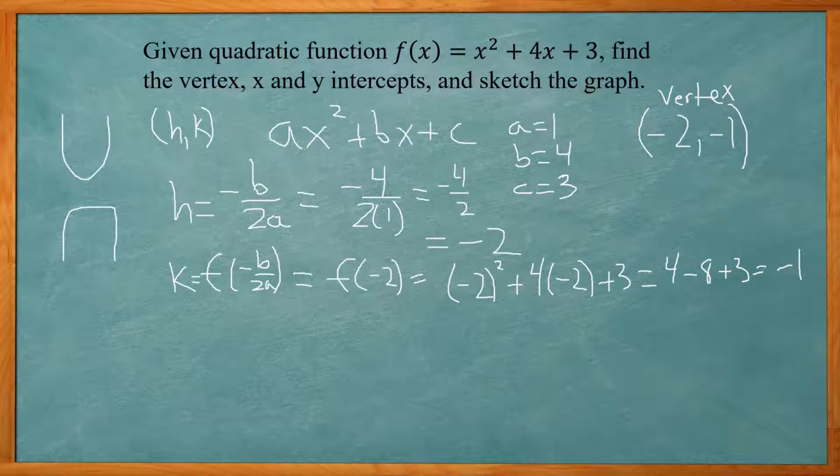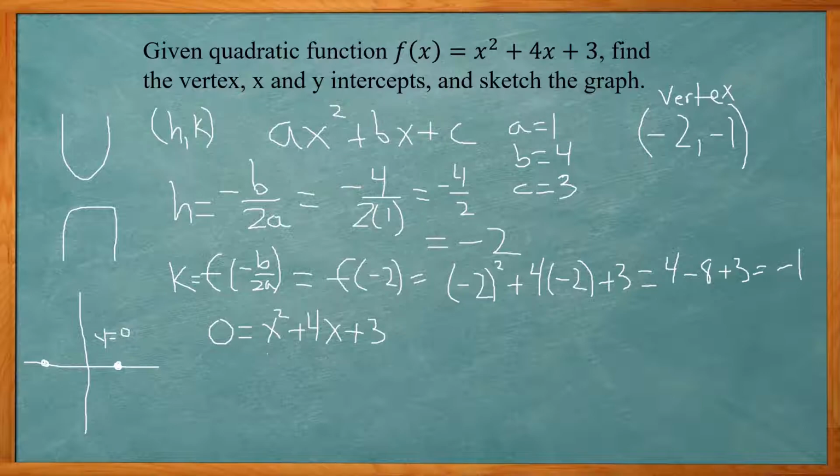Alright, so now we want to find our x and y intercepts. Remember, the x-intercept occurs right on the x-axis somewhere. And the y-coordinate is going to be 0, because it doesn't go up or down from the x-axis. So if we set our function equal to 0 for the y, it's going to be 0 equals x squared plus 4x plus 3.